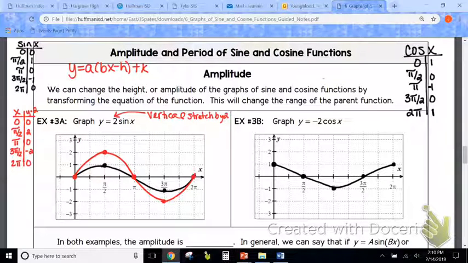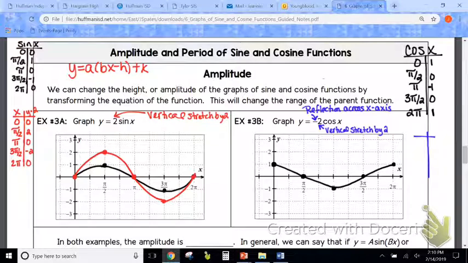Now, what is that negative 2 going to do that's in front of the graph? What is that negative? It's a reflection across what? Yes, across the x-axis. And what is that 2 going to do to the graph? Is it horizontal or vertical? Yeah, it's a vertical stretch by 2.